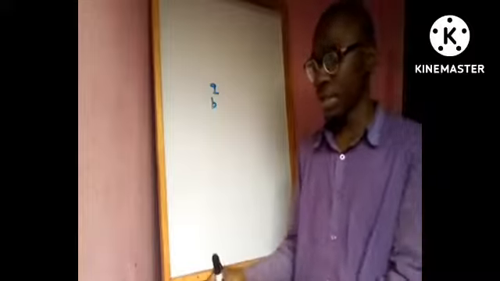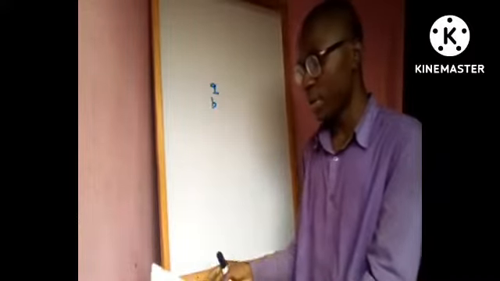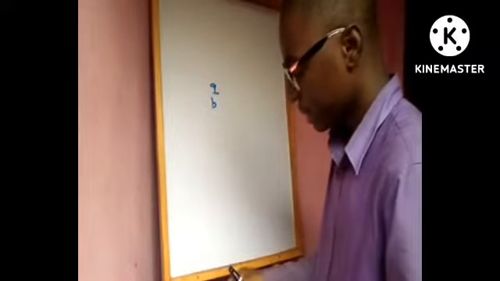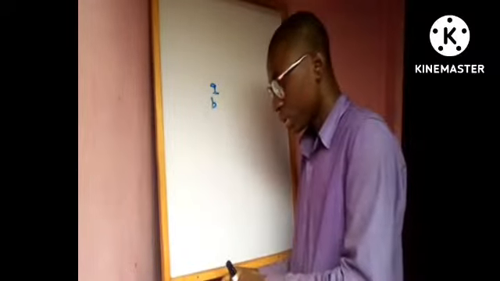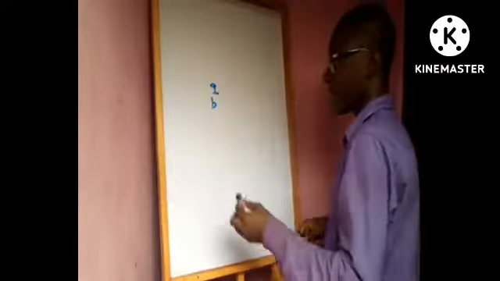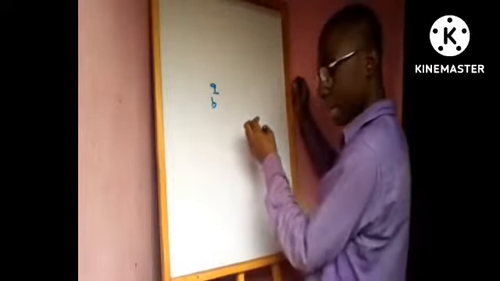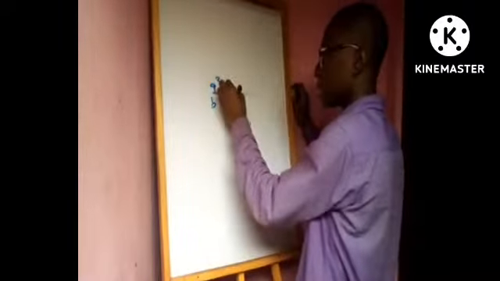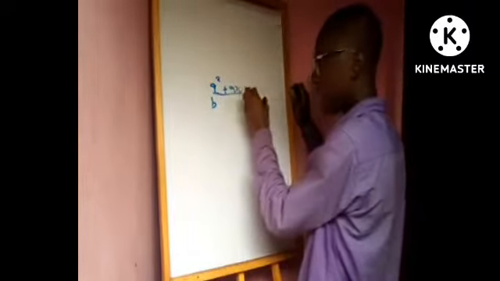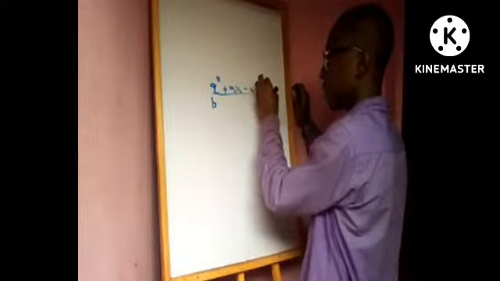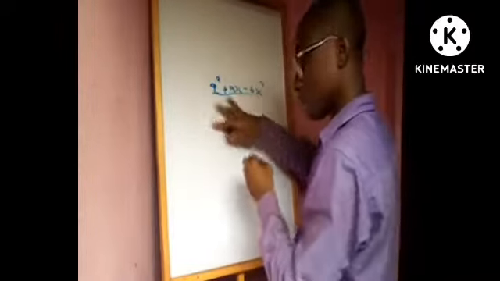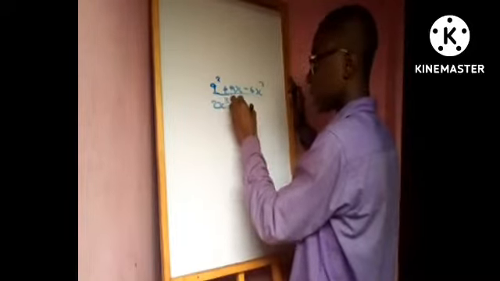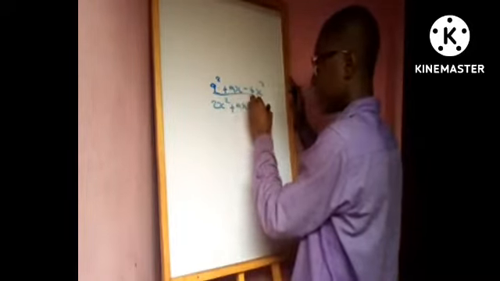So let me illustrate that now. How to simplify an algebraic fraction. Let me give an example. We have to simplify the expression a squared plus ax minus 6x squared, divided by 2x squared plus ax minus a squared.